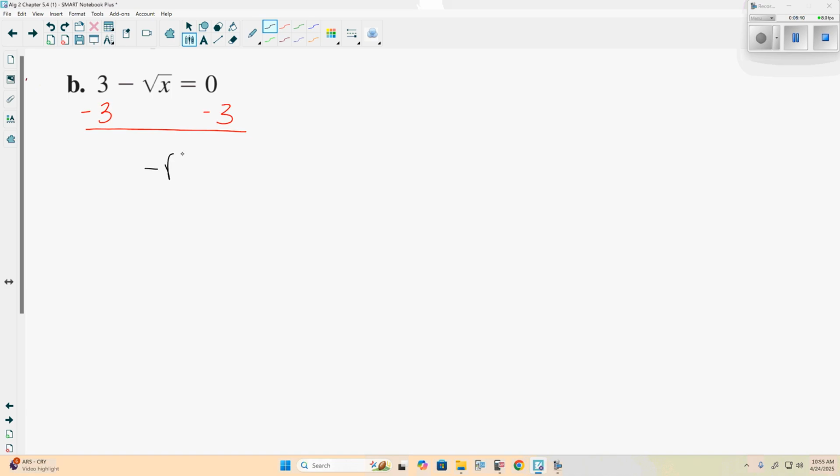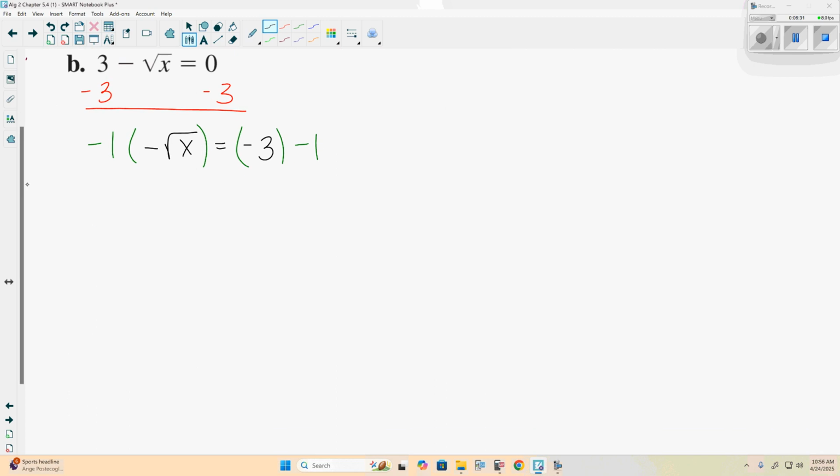Telling us negative square root of x is equal to negative 3. Is our square root by itself? No, we have the negative. We can multiply this by negative 1. We could divide it by negative 1. Either way, we will get the same result. Because negative 1 times negative square root of x is going to be positive square root of x. Negative 3 times negative 1 is 3.